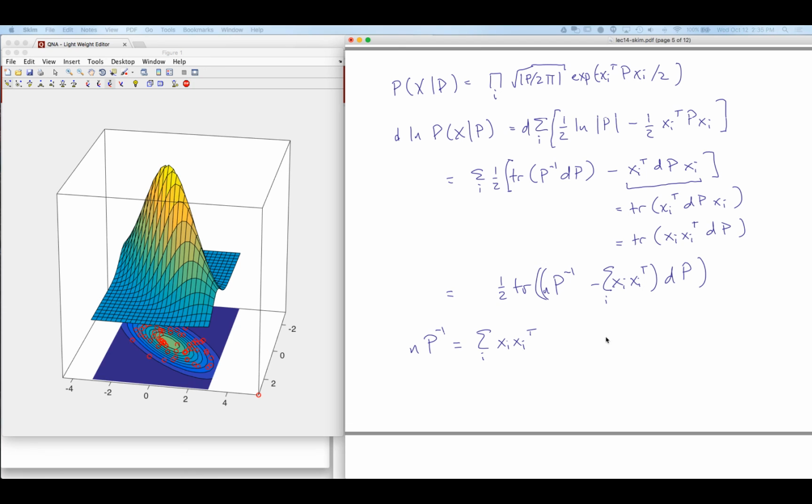is equal to the sum over i of xi xi transpose, which is to say that P inverse, which is to say sigma, is equal to 1 over n sum over i of xi xi transpose. So this, again, is maybe not surprising. What we've done is, instead of having the expected value of xi xi transpose, which is the definition of the covariance, we're having the average of xi xi transpose over our sample. And so that is the maximum likelihood estimate for sigma.